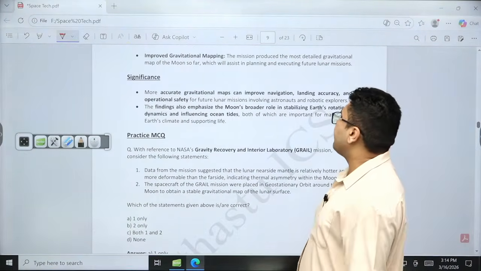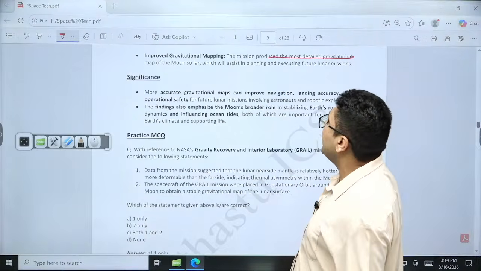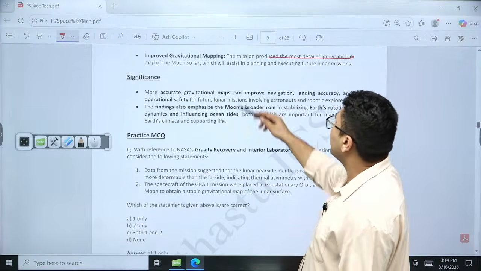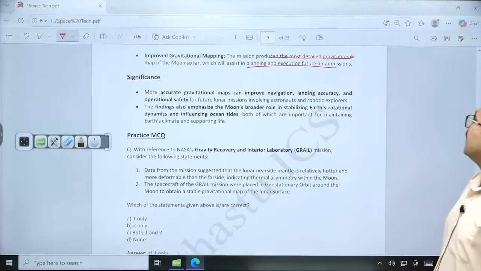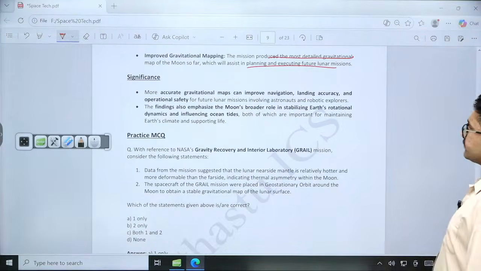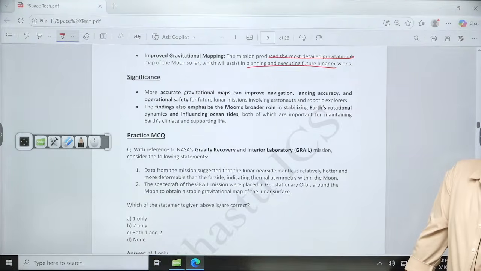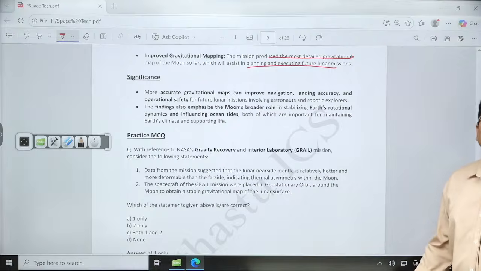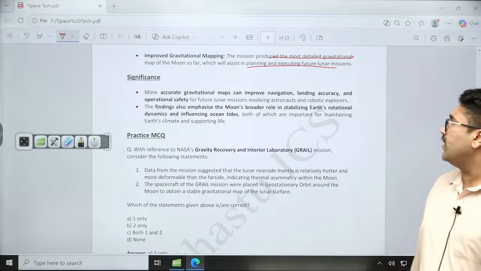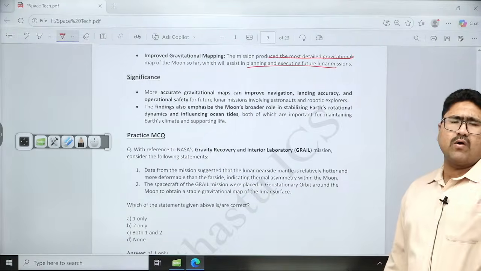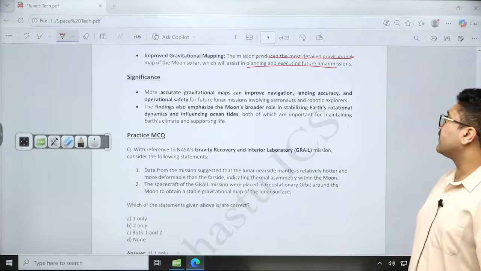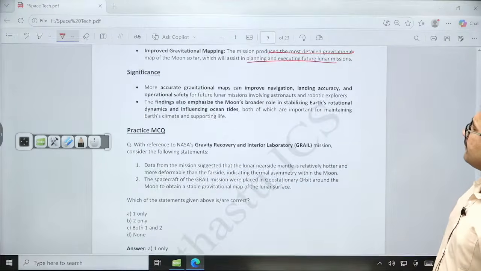Improved gravitational mapping. The mission produced the most detailed gravitational map of the moon so far, which will assist the planning and executing of future lunar missions. This will allow different space organizations like ISRO, NASA, ESA, the Canadian Space Agency and JAXA to benefit once the mapping of the moon surface is completed.